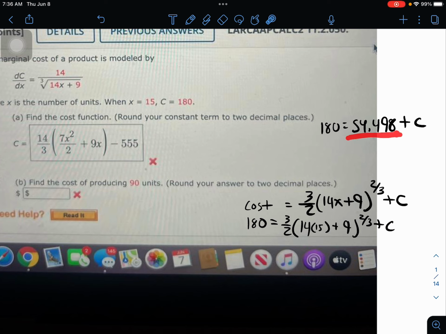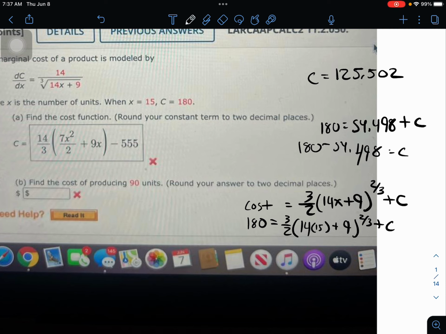Now I can subtract this stuff over to here, and I'll have what my c is equal to, because I'm trying to figure out what the c is. So it's going to be 180 minus 54.498 equals c. And I'm going to figure out what that's equal to. 180 minus 54.498. That's going to be 125.502. So I'm going to say that c is equal to 125.502. And now, finally, after all that work, we have our cost function.